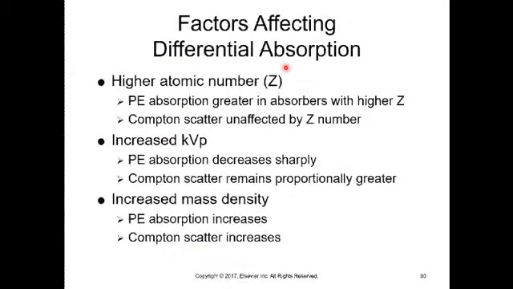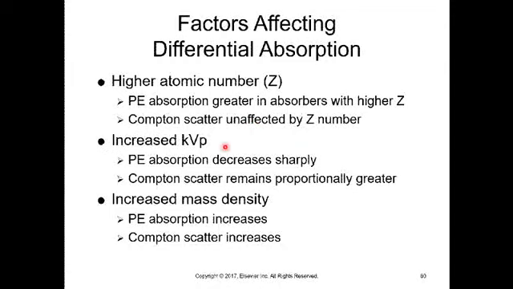Here are some factors that affect differential absorption. Higher atomic numbers absorb better. So with photoelectric absorption, the absorption is greater in absorbers with higher atomic number, meaning bone has a higher atomic number than fat. So bone is going to absorb X-rays more so than fat would. Compton scatter is unaffected by the atomic number. So it doesn't matter how thick or how heavy the item is that you're imaging or the tissue is that you're imaging, Compton isn't affected by that.